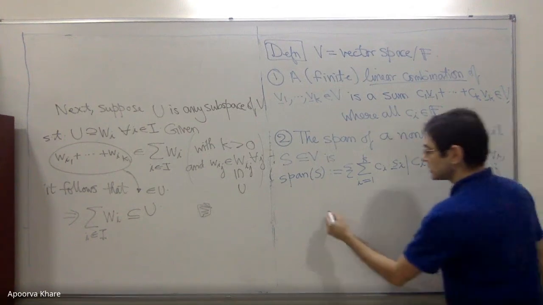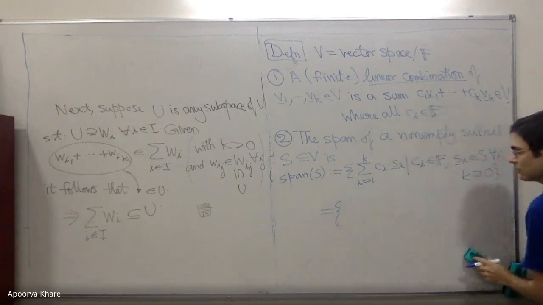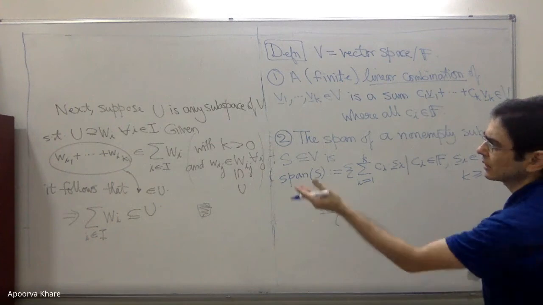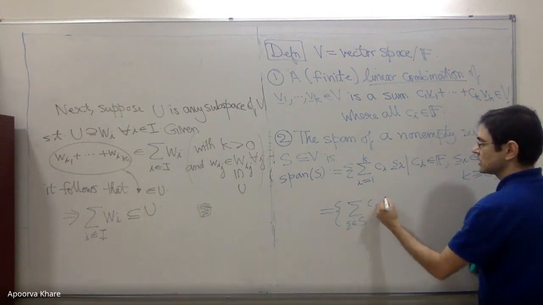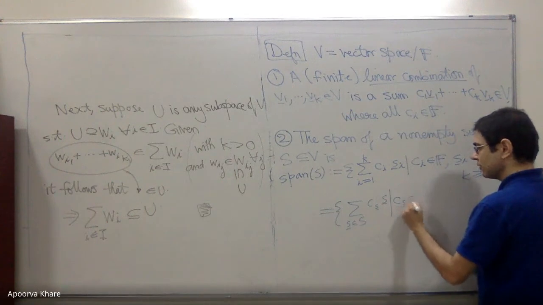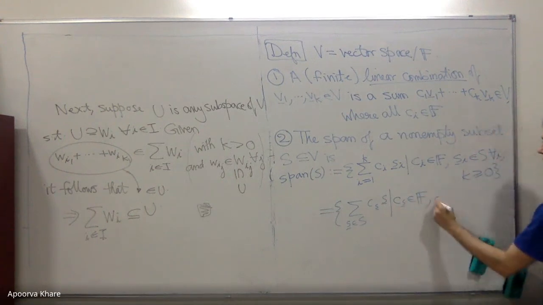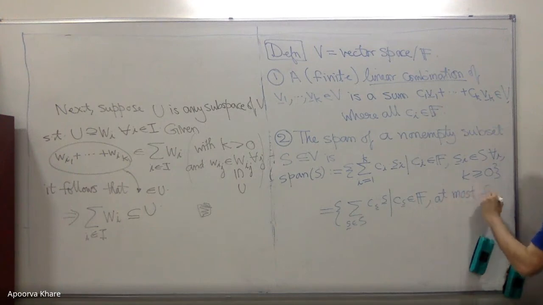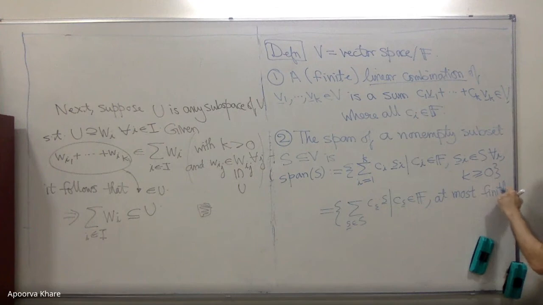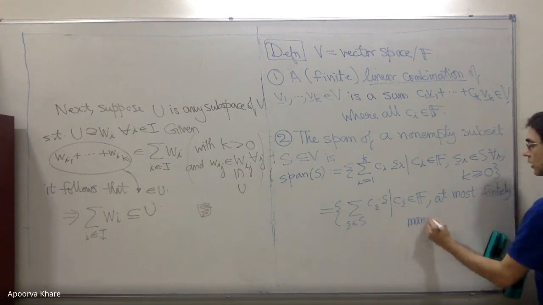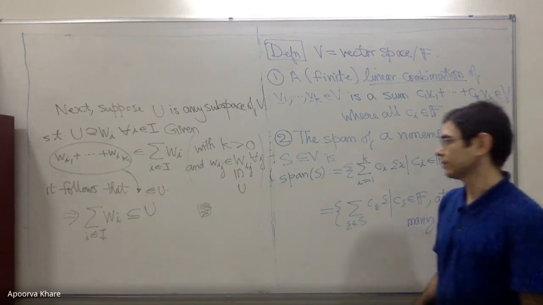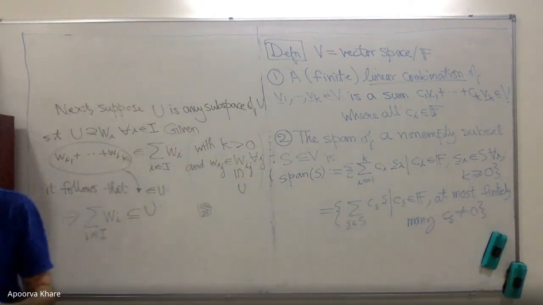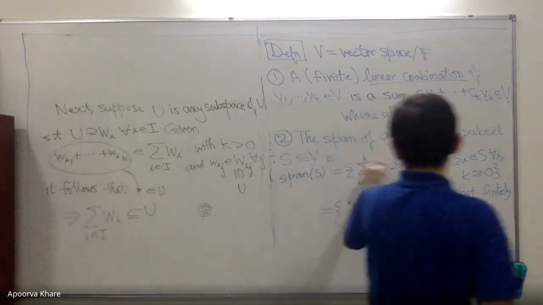Okay, this is not a full stop, because there is a different definition as well, and this is exactly the same definition as wherever else I said. Basically, you just say take the sum over all s in S of some coefficient c_s times s, where c_s is in F, and at most finitely many c_s are non-zero. So this is the span. This was the span of a non-empty subset S.